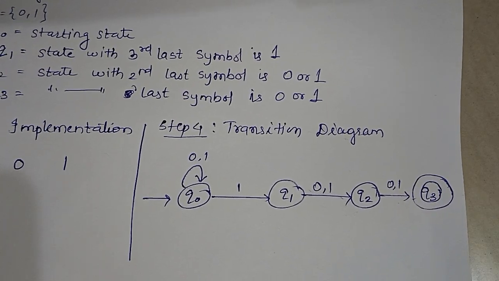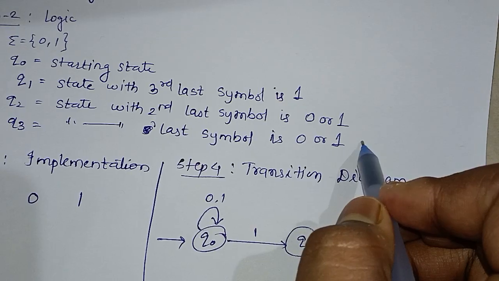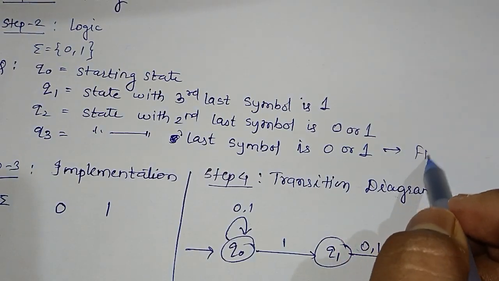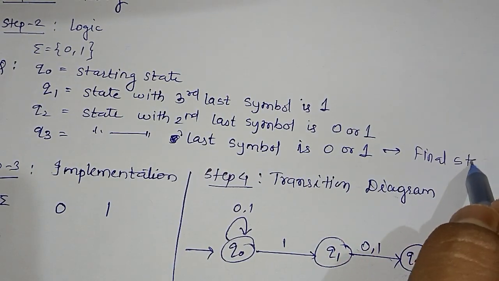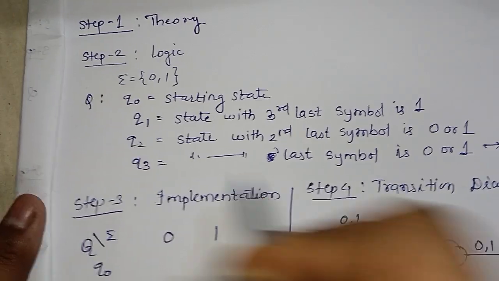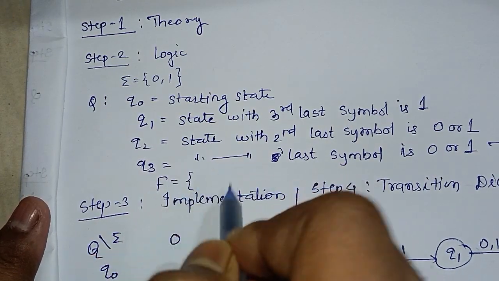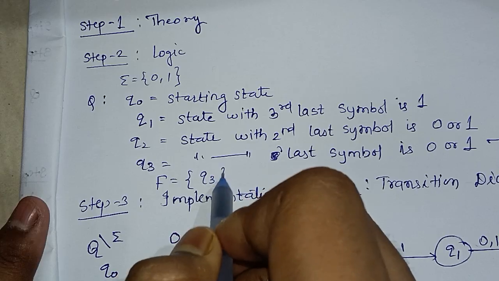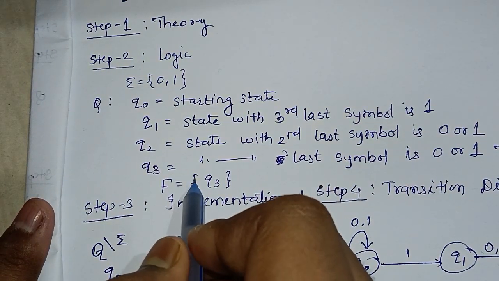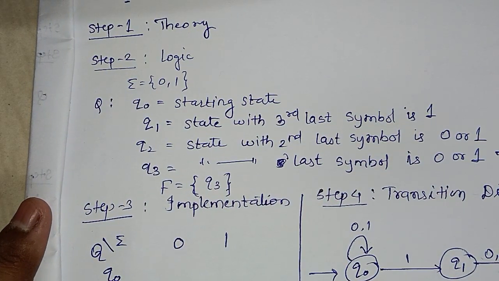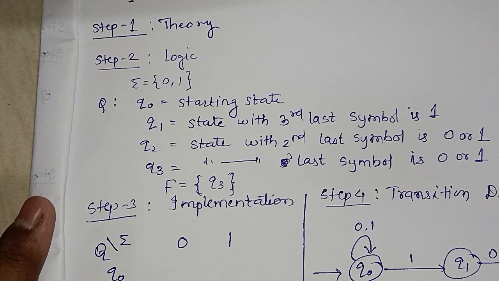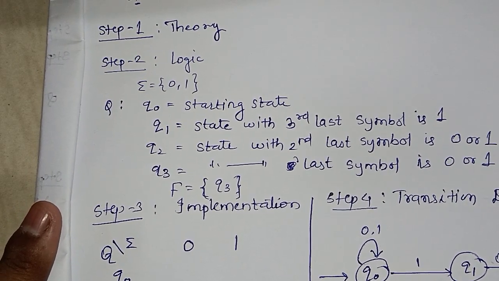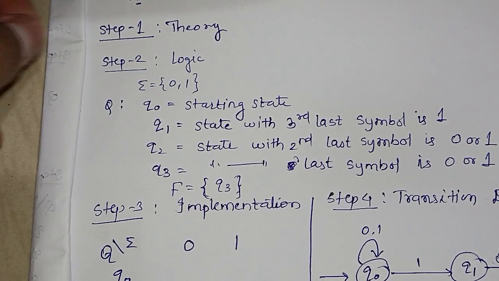And this is our final state. Yes, here we have to mention this is our final state. You have to mention like this, F = {Q3}, because in NFA and DFA there can be many final states but only one starting state. Always remember this.